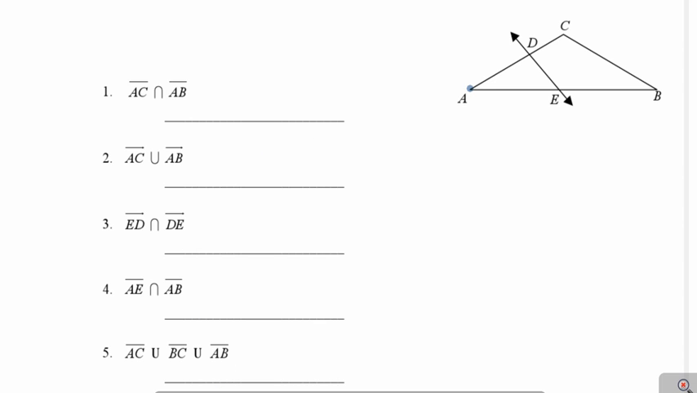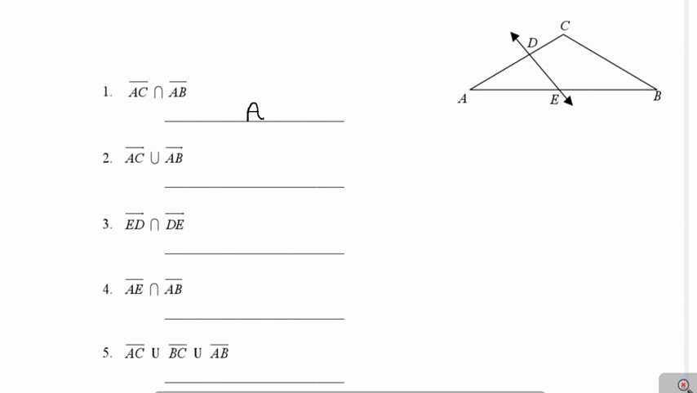So the first problem is an intersection problem. I'm going to highlight segment AC with one color, and then I'm going to highlight segment AB with another color. Since this is intersection, we're looking for, where do these two things overlap? Notice that the two colors are overlapping at point A. So that would be your final answer for number 1.